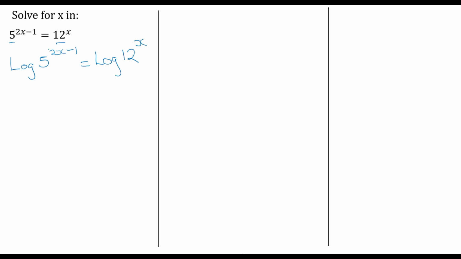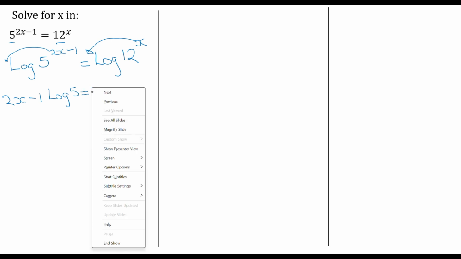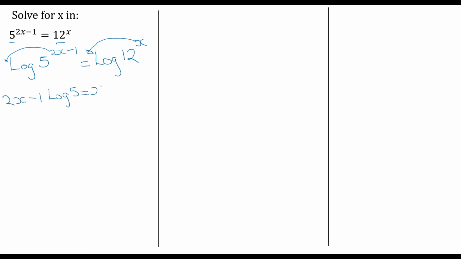The next thing is that you bring this figure on this side and this one on this side. So you'll have 2x minus 1 log of 5 is equal to x log of 12. Divide both sides by log of 5 and both sides by x.